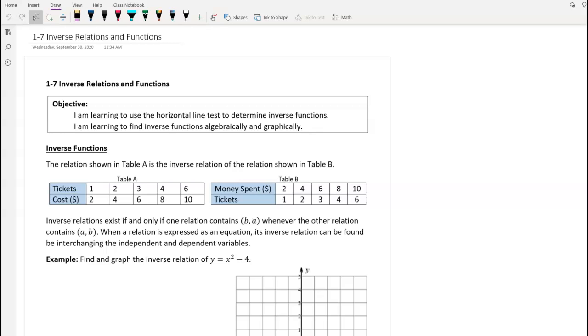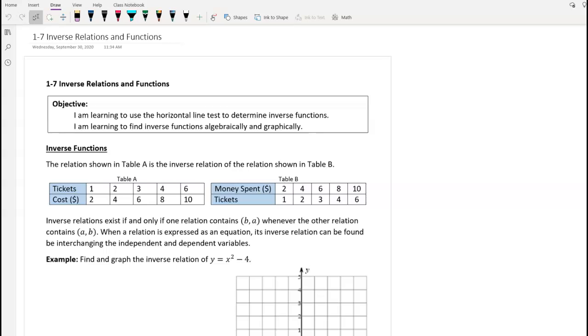Hello, scholars. Today we're going to look at 1-7 inverse relations and functions. Our learning targets for today are: I'm learning to use the horizontal line test to determine inverse functions, and I'm learning to find inverse functions algebraically and graphically. So let's take a look at inverse functions.